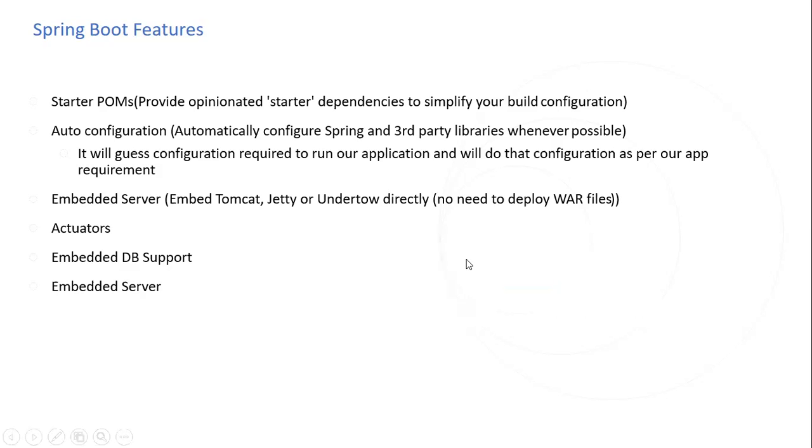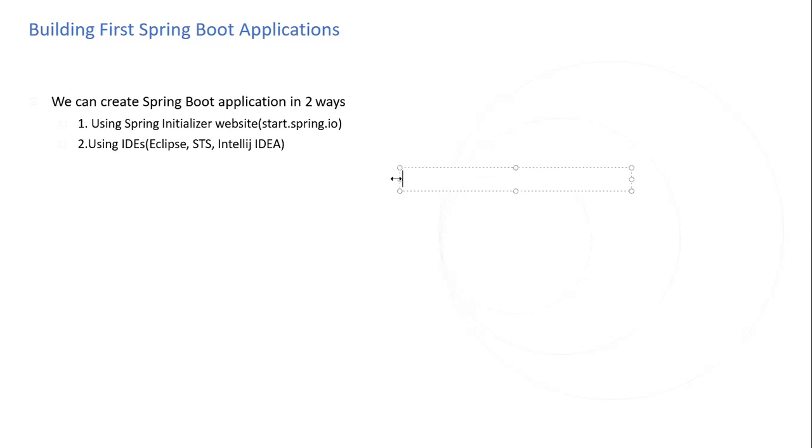Now next. Now here we understand building the first Spring Boot application, how we can build a Spring Boot application. We can create a Spring Boot application in two ways. One is using the Spring Initializer website. Another is using IDEs. To develop a Spring Boot based application, we have one website, the Spring Initializer website.